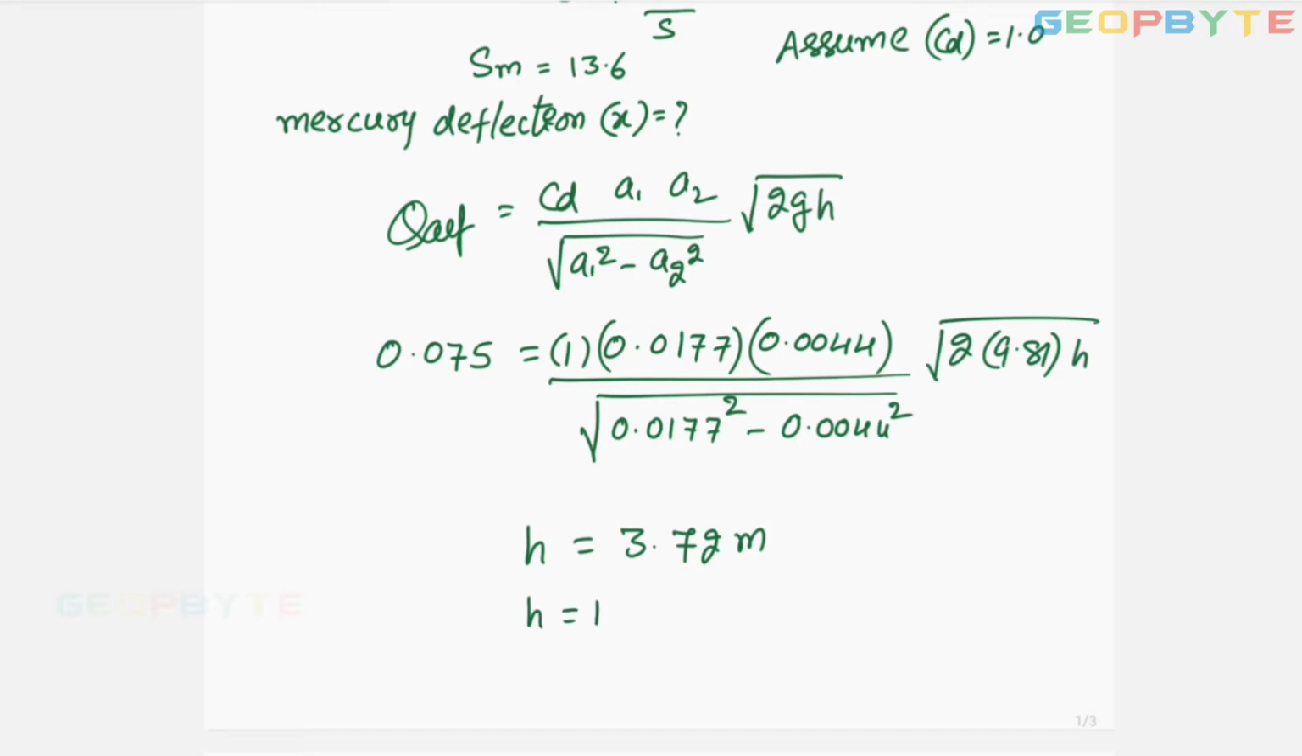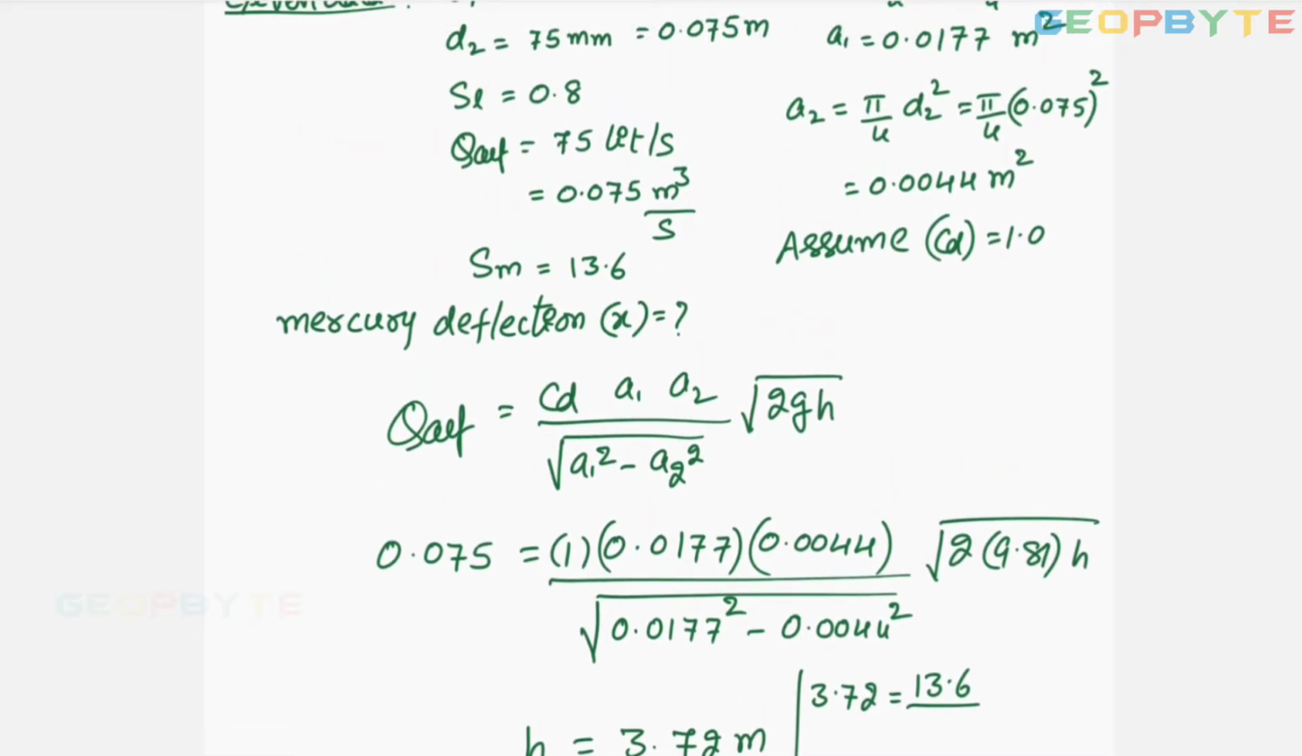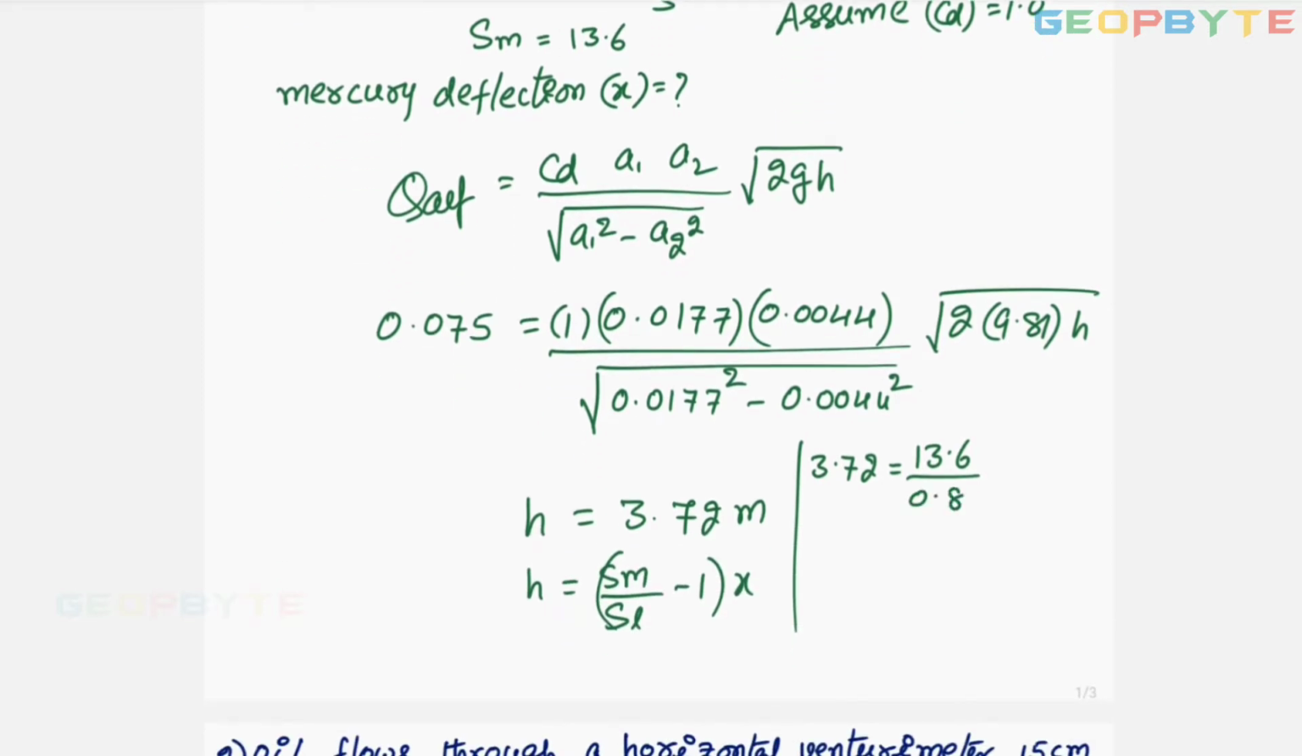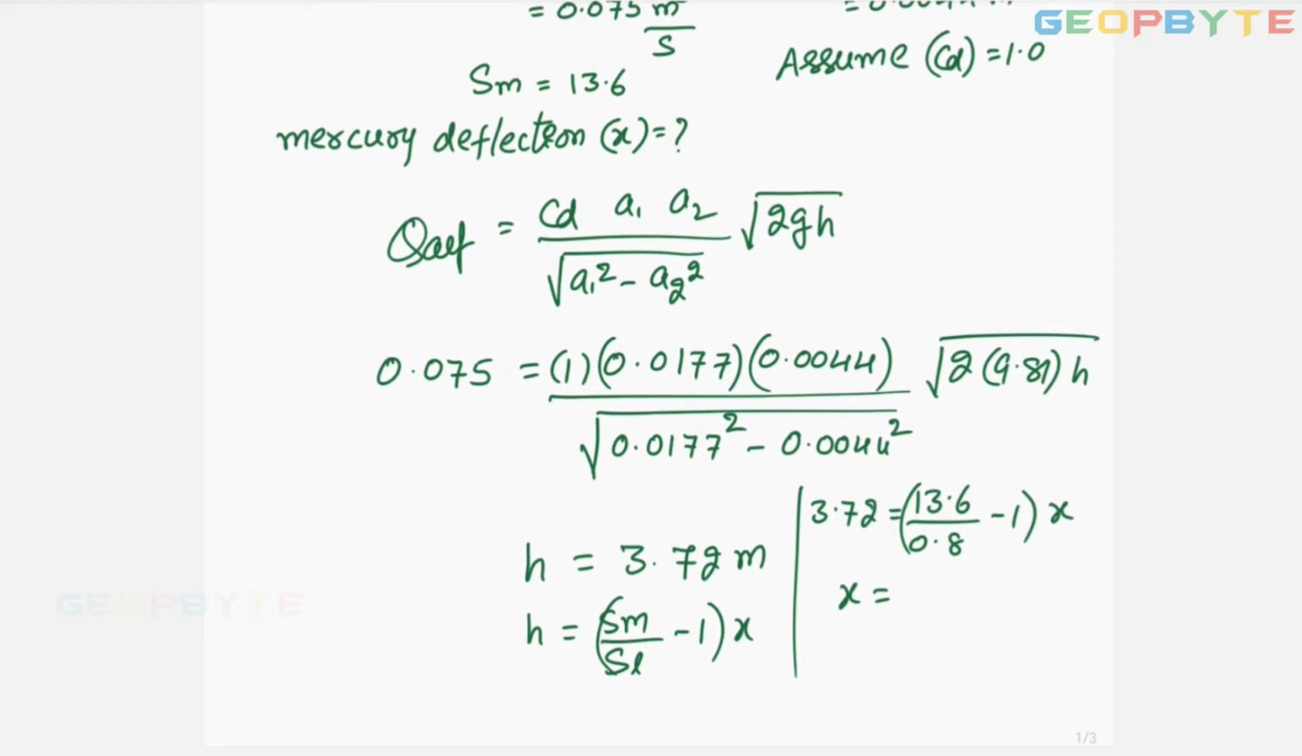This H equal to Sm, specific gravity of the manometric fluid, divided by specific gravity of the liquid flowing through the pipe, minus 1, into X. Here H equal to 3.72, specific gravity of the manometric fluid 13.6, and the liquid flowing through the pipe has specific gravity 0.8, minus 1, into X. From this you can get the mercury deflection X. I got X equal to 0.233 meters, equal to 233 mm. That is the mercury deflection.